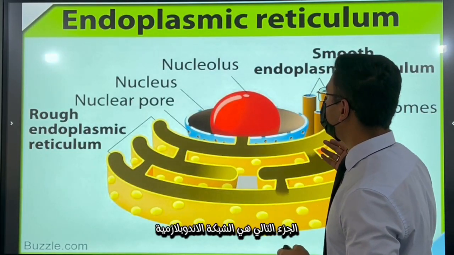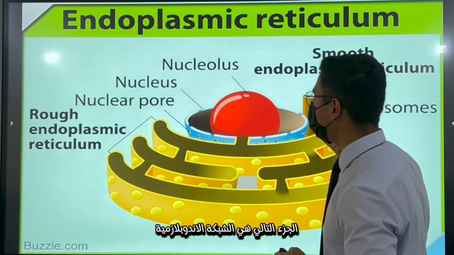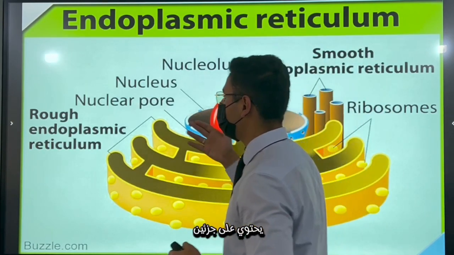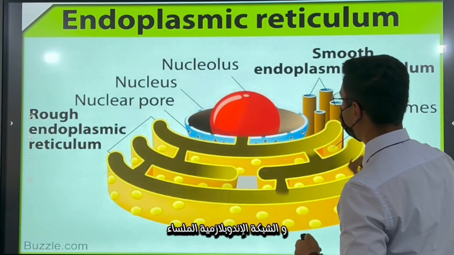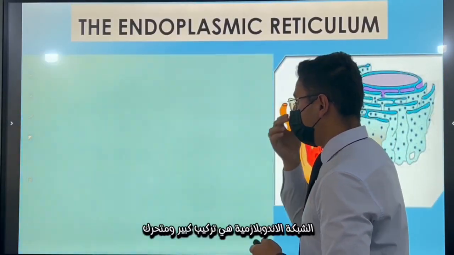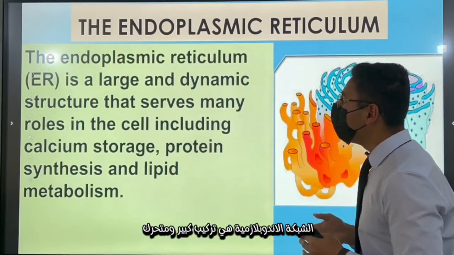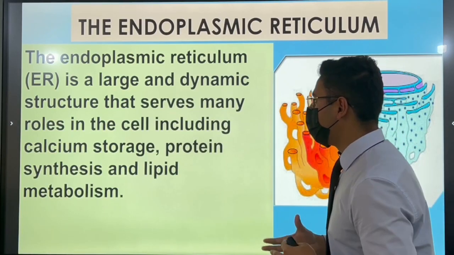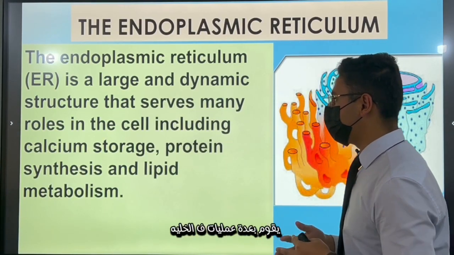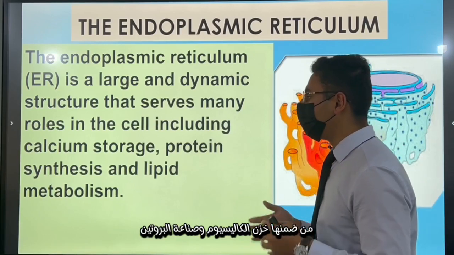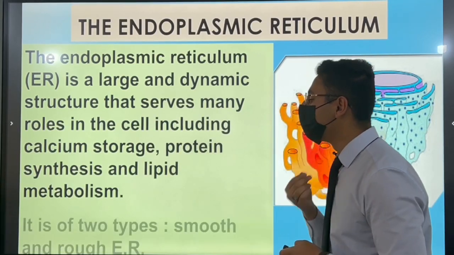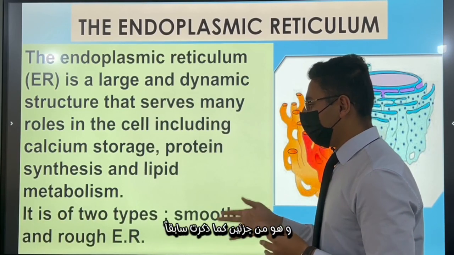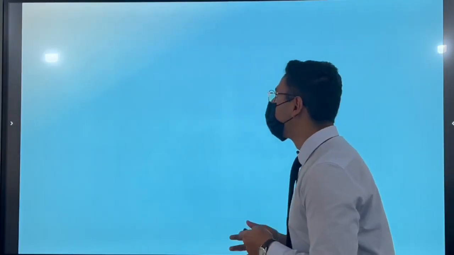The next part is the endoplasmic reticulum. It contains two parts, rough endoplasmic reticulum and smooth endoplasmic reticulum. The endoplasmic reticulum is a large and dynamic structure that serves many roles in the cell, including calcium storage, protein synthesis, and lipid metabolism. It is of two types, as I said.